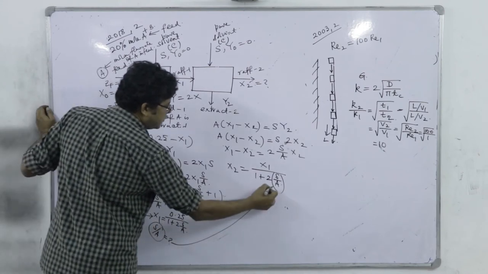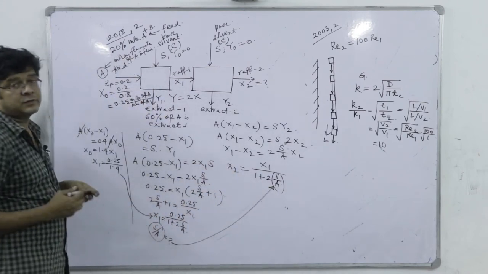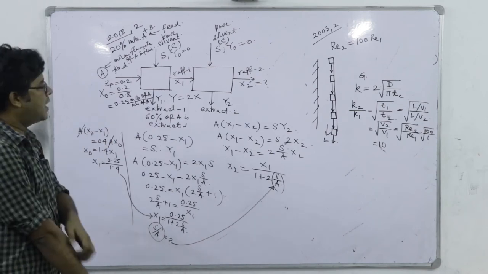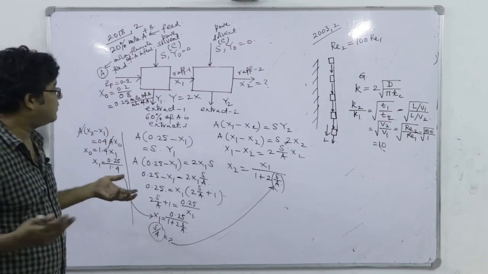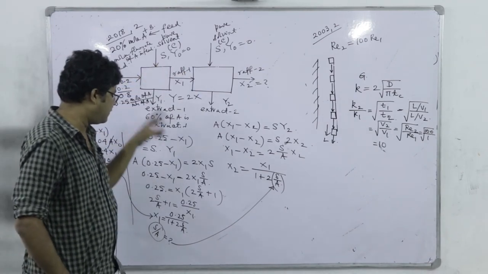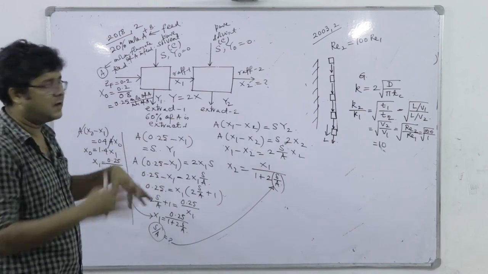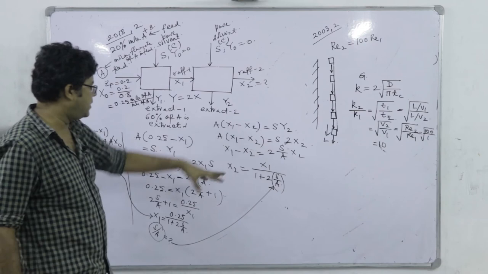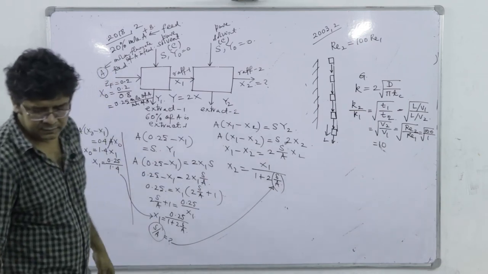From X1 you substitute here, you get S by A, and S by A you substitute back here, you get X2. So that's the procedure. I jumbled up because I started from stage 1, stage 2 and did a lot of combinations of this 60% with this equilibrium relation. So do it separately and from there you can solve.